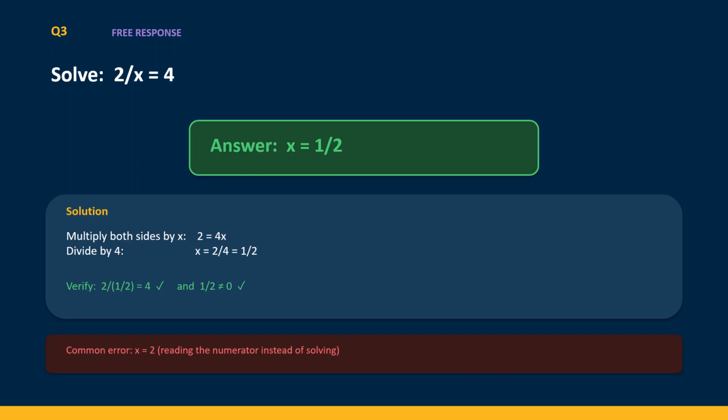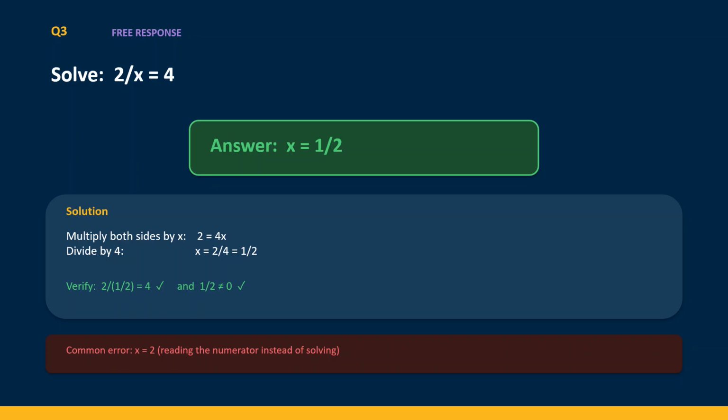An equivalent approach is to take reciprocals of both sides. x over 2 equals 1 over 4. Hence, x equals 2 over 4 equals 1 over 2. Verification. Substituting x equals 1 over 2 back into the original equation gives 2 divided by 1/2 equals 4, which confirms the solution. Additionally, x equals 1 over 2 does not equal 0, so it lies within the domain of the original equation.